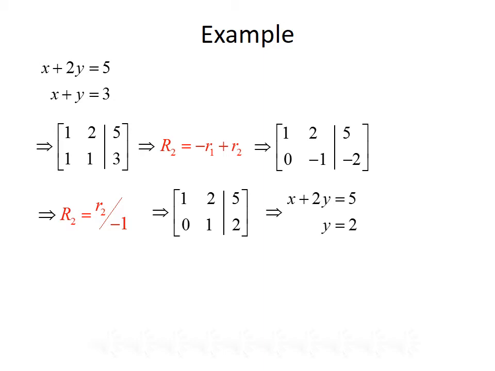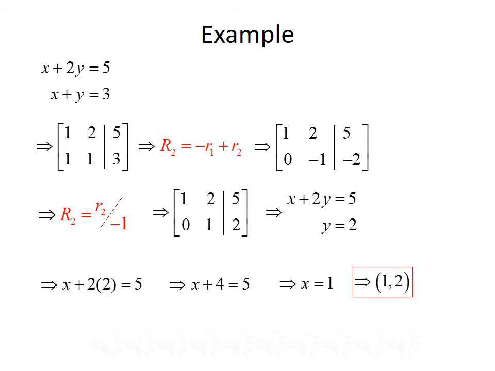The corresponding system of equations is x plus 2y equals 5 and y equals 2. And since we know that y equals 2, we can take that value and plug it into the first equation to give us x plus 2 times 2 equals 5. So x plus 4 equals 5. If we subtract 4 from both sides, we'll get x equals 1. So now we know x equals 1 and y equals 2. So the solution to this system is the ordered pair 1, 2. And we can plug this back into the system to check our answer.